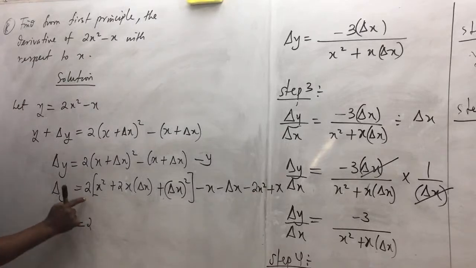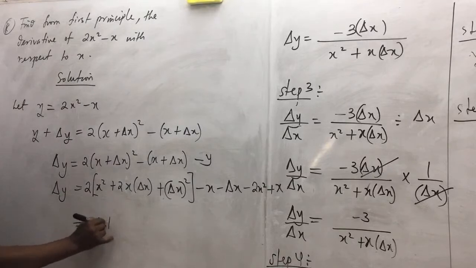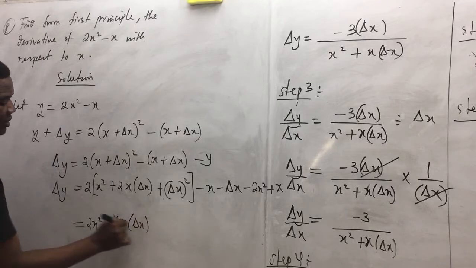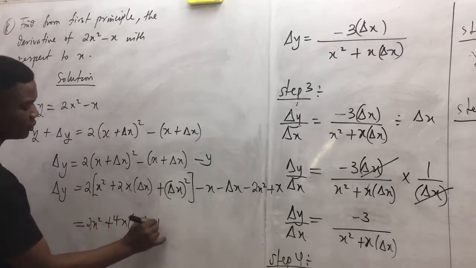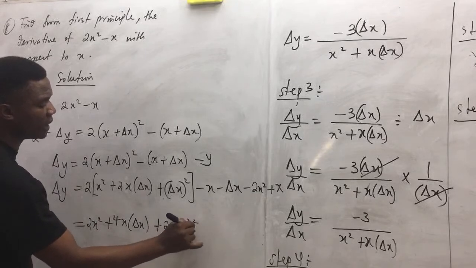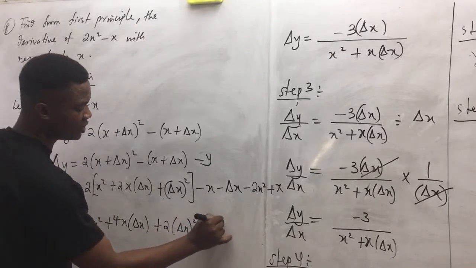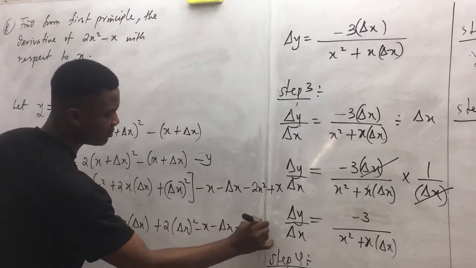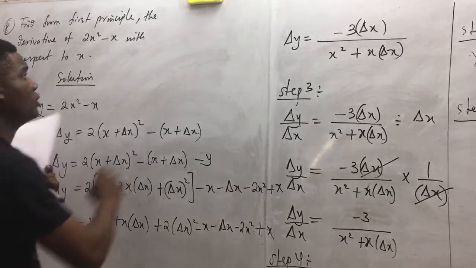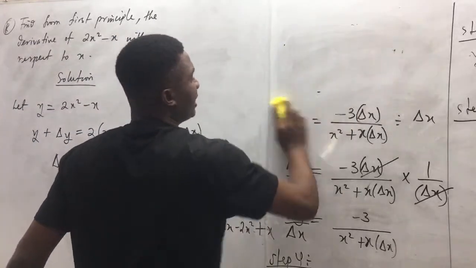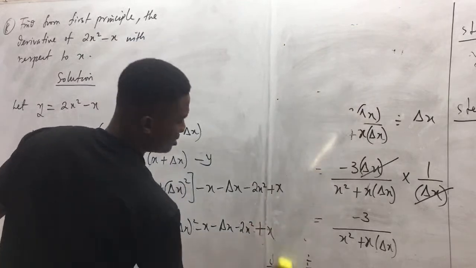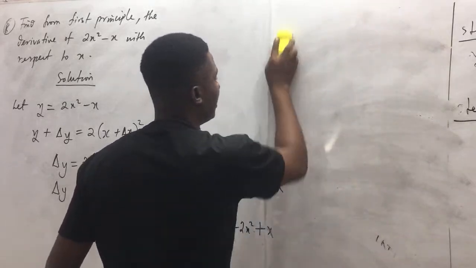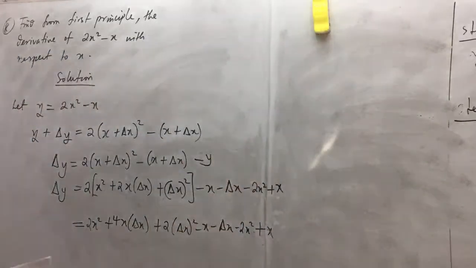Now, if you expand, this will give you 2 times x squared is 2x squared. 2 times 2 gives you 4, so you end up having 4x change in x. And 2 times this gives you 2 change in x all squared. So minus x minus change in x minus 2x squared plus x. Okay? So for clarity's sake, let me quickly clean this off so you could see clearly what we are concentrating on. So that's what you're going to have.